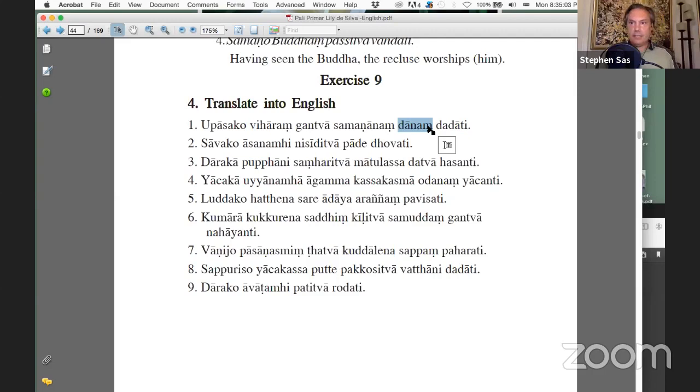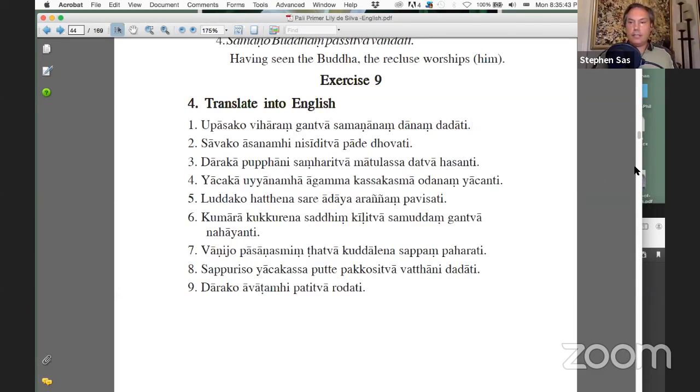In fact, dadati is what's simply called, or the fancy term is, a reduplication, which means that it's just said twice, dadati. And danam is a form of that, and it means charitable giving or alms. And then we have this samananam, to the recluses or to the monks. And so putting this sentence together, we have, having gone to the monastery, the lay disciple gives alms to the monks. So that's number one.